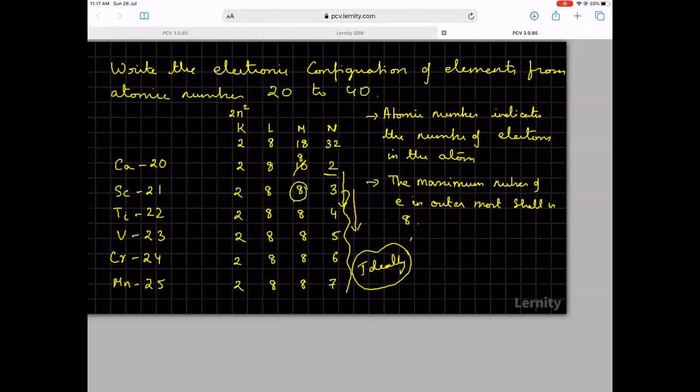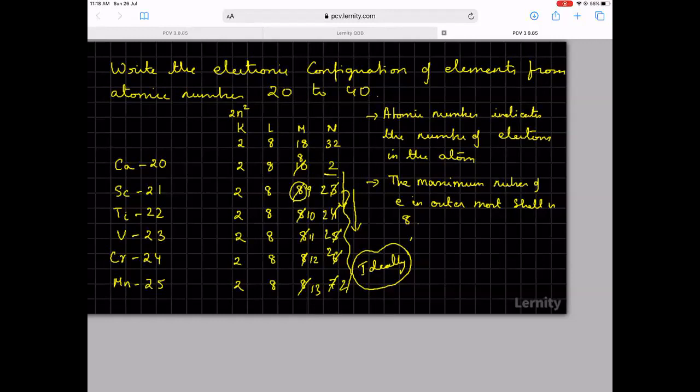So for scandium, what actually happens is that it continues to be 2 there, it continues to be 2 here, and this 8 will become 9. This remains 2, titanium's 9 becomes 10. This remains 2, 10 becomes 11. This remains 2, this becomes 12. Manganese remains 2 here, and it becomes 13. That's the way it happens for all these elements. Please make a note of that.